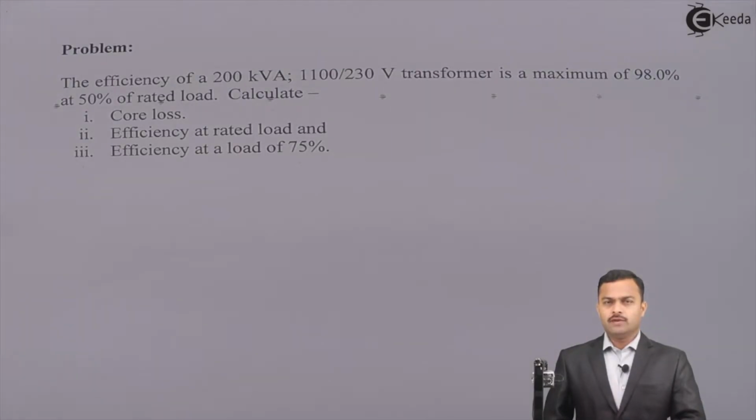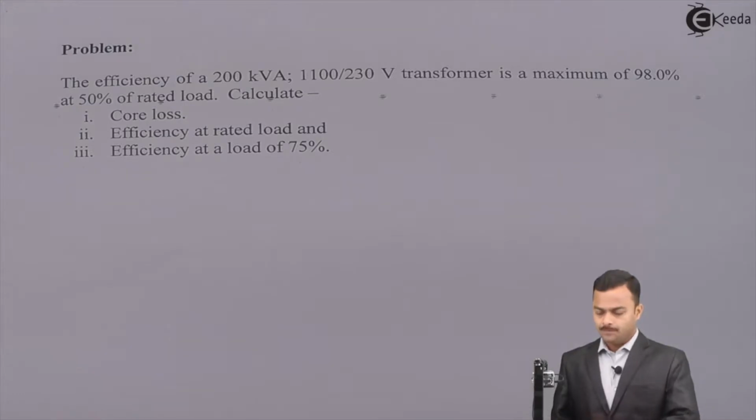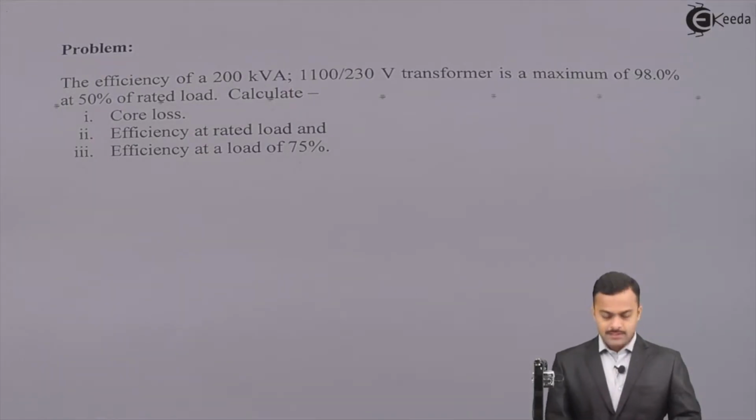In this video, we are going to see a problem based on efficiency of a single phase transformer. So here is the problem. The efficiency of a 200 kVA 1100/230 volt transformer is a maximum of 98% at 50% of the rated load. Calculate core loss, efficiency at rated load and efficiency at a load of 75%. So let's solve it.